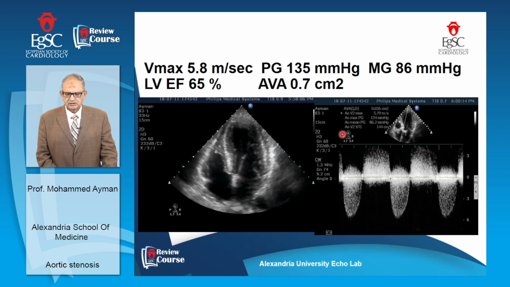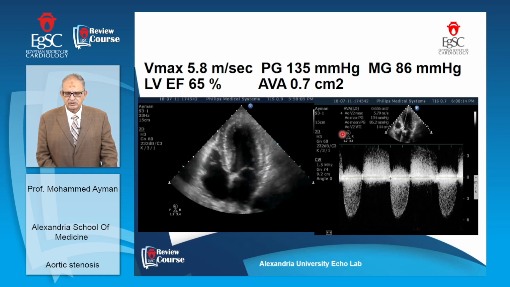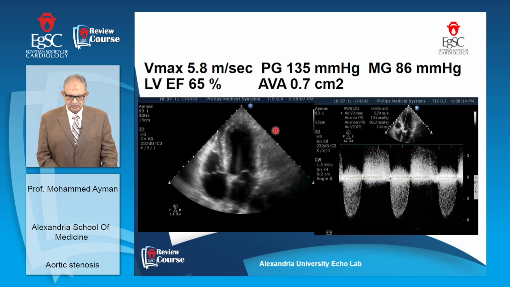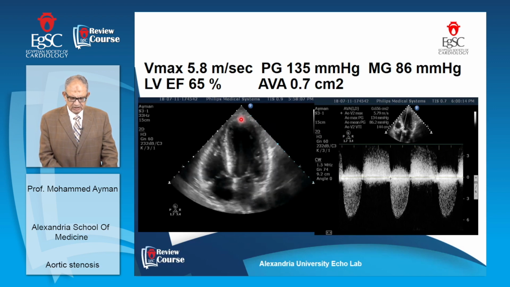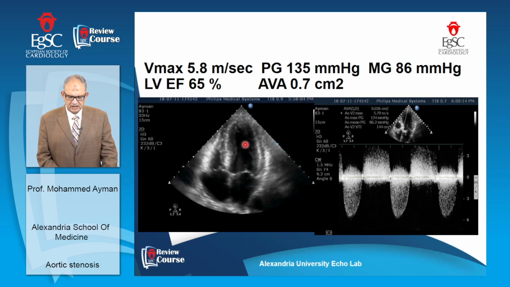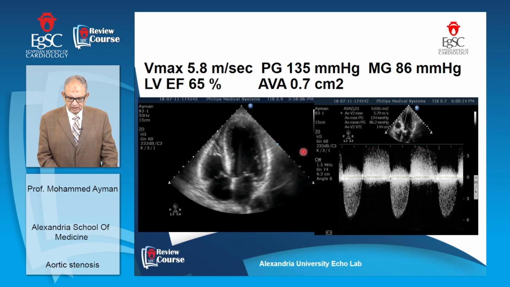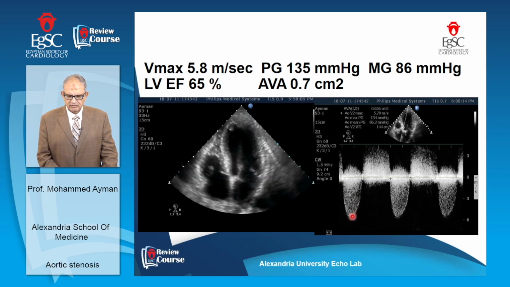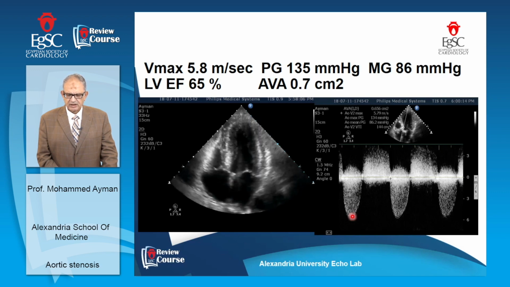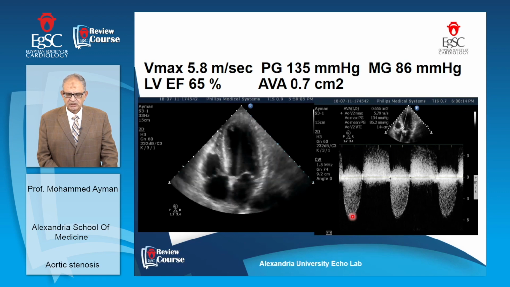This is an example of a patient with severe aortic valve stenosis. As you see here, this is the LV response to the aortic valve stenosis, where we see that there is a concentric left ventricular hypertrophy, and the ejection fraction here by eyeball assessment is preserved. The estimated ejection fraction is 65%. Here, the peak gradient across the aortic valve is 135 millimeter mercury. The mean is 86, and the estimated aortic valve area is 0.7 square centimeter.